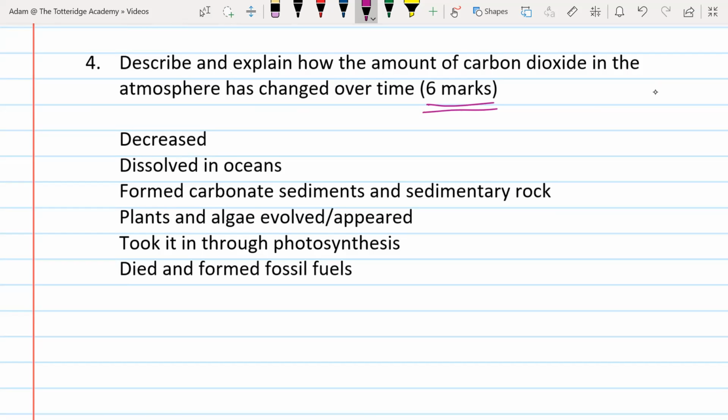And again, they love asking questions like this in exams. Just make sure you always do your describe and you do your explain. So this bit here is your describe and this bit here is your explain.